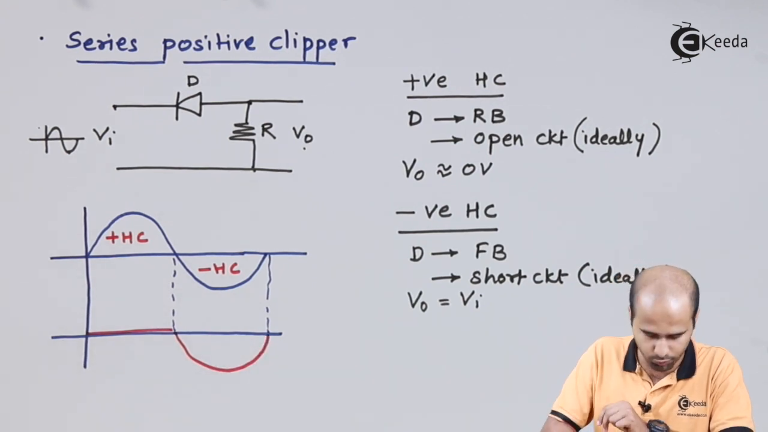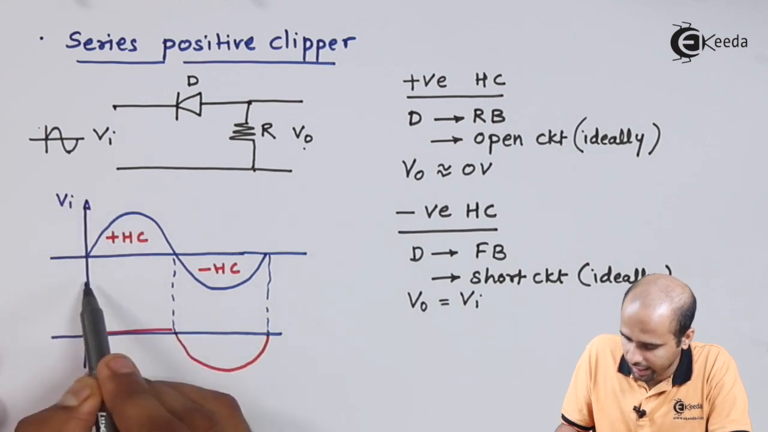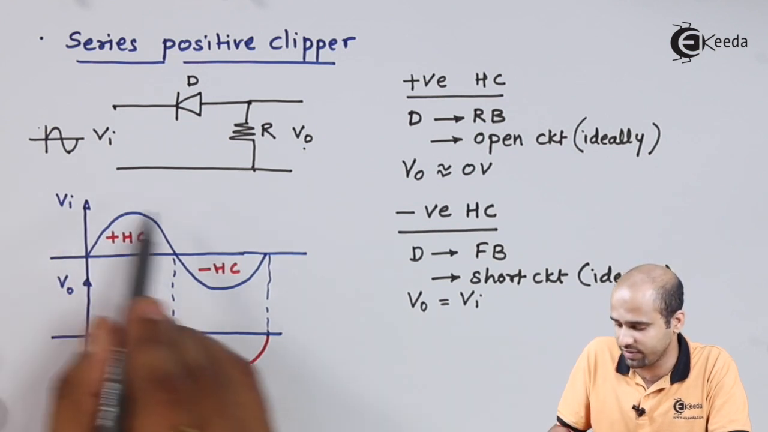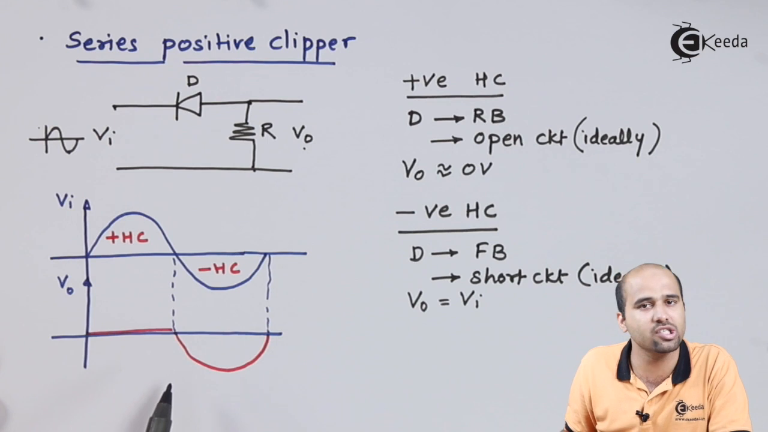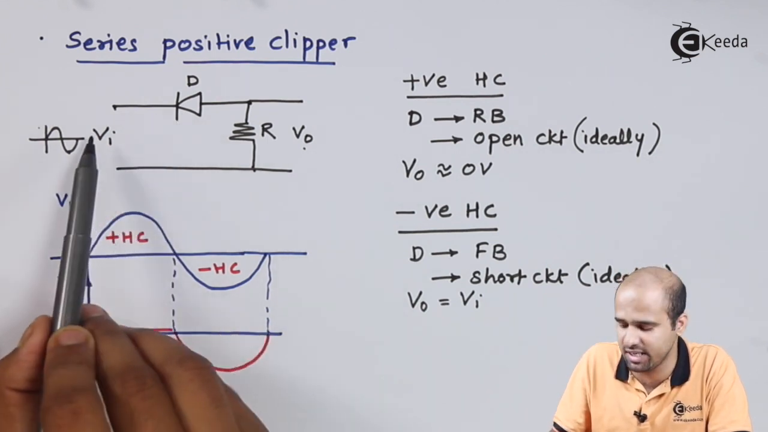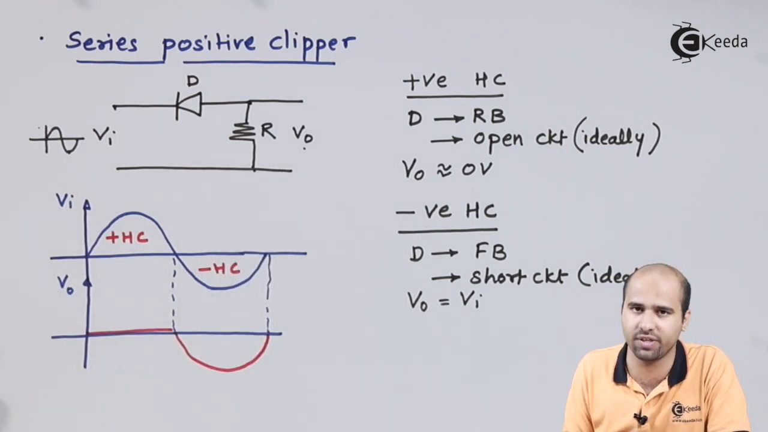Okay, so we will just do the namakaran for these axes. This is VI, this is VO. Positive part of this complete waveform is clipped off, and that's why it is called as positive clipper. Diode is placed in series with input and output, that's why it is called as series positive clipper.